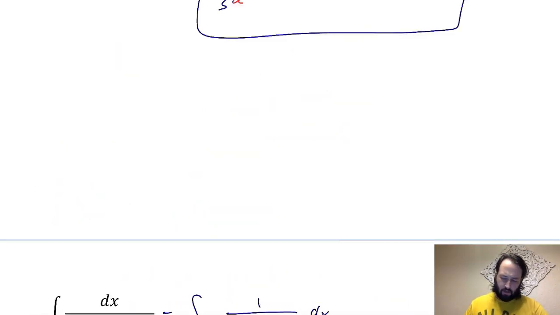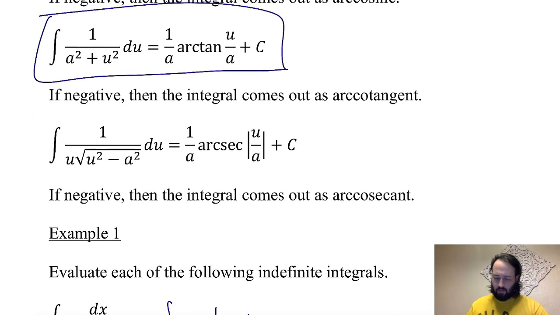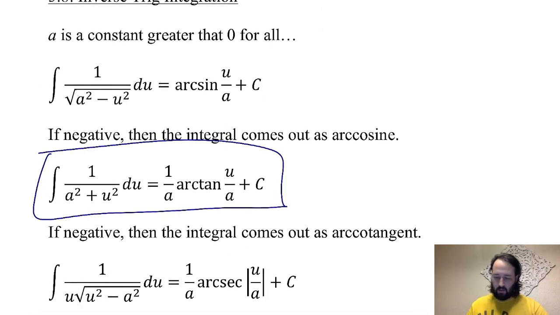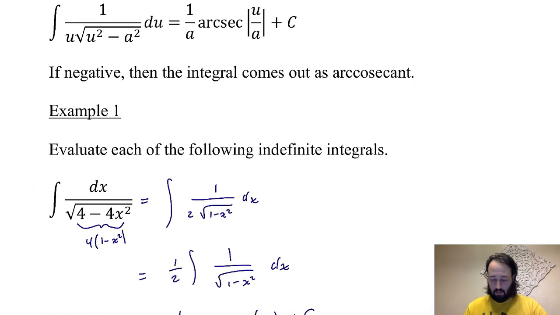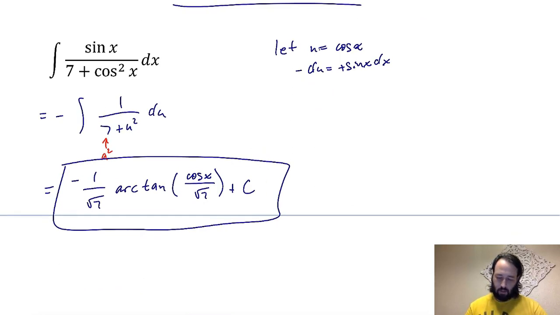And I know up here I have listed: if it's negative, it comes out as arc cotangent. If it's negative, it comes out as arc secant, or arc cosecant and cosine. But I really rarely see those used. Even when I typed, which one was it? This one here that I made up.